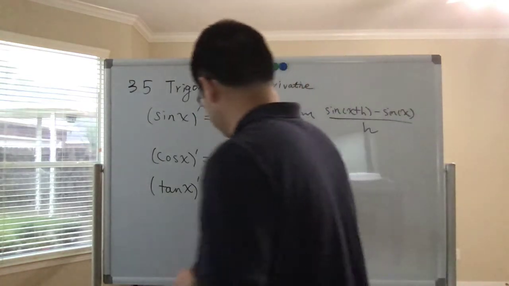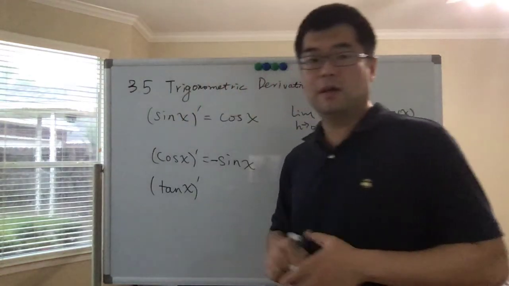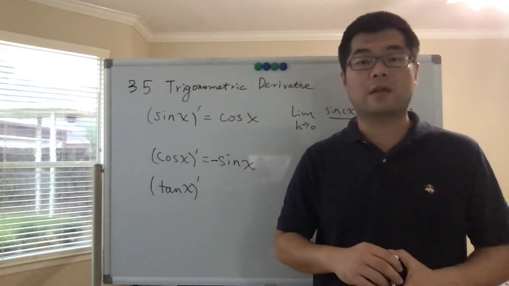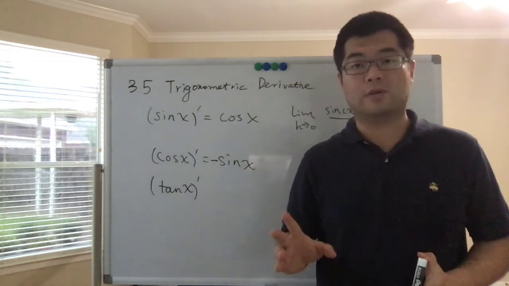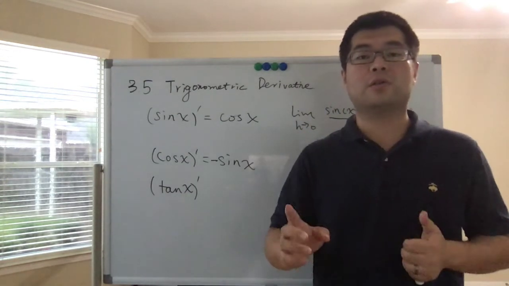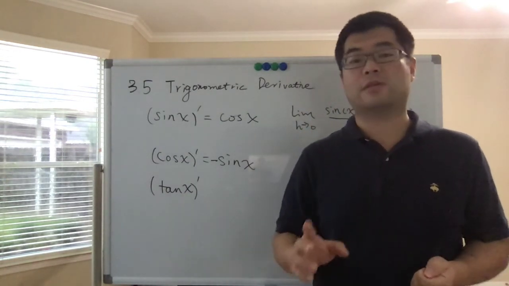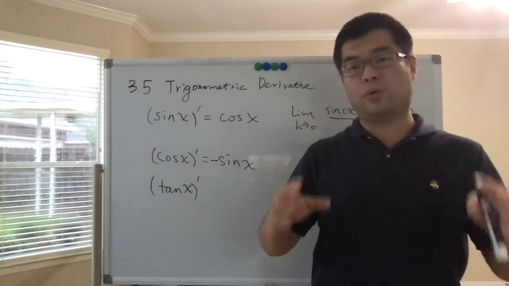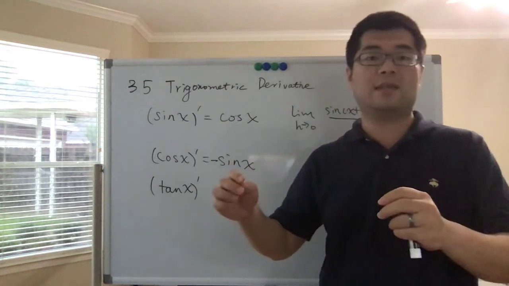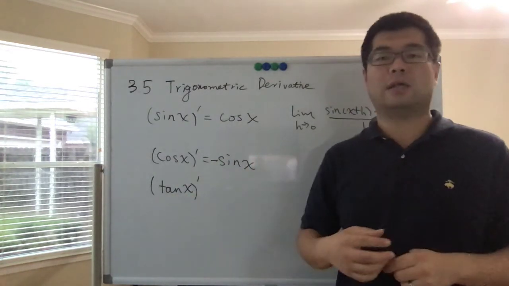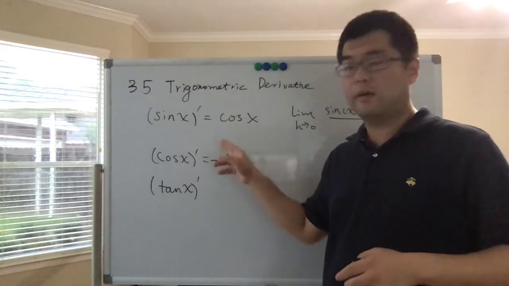The key is knowing that the derivative of sine of x equals cosine of x, and the derivative of cosine x equals negative sine of x. Those are the keys that support all the extended trig derivatives. No matter how complex, it all starts from here.